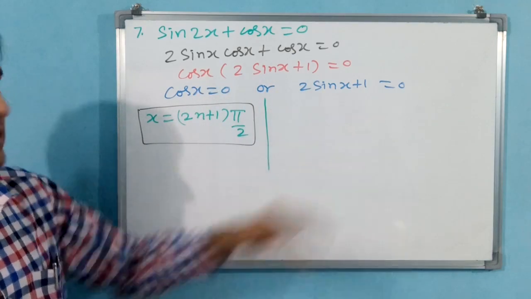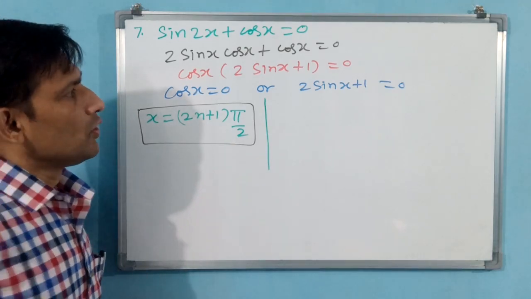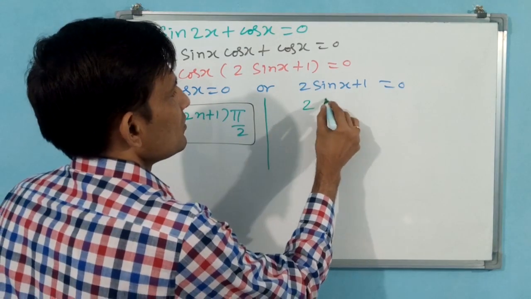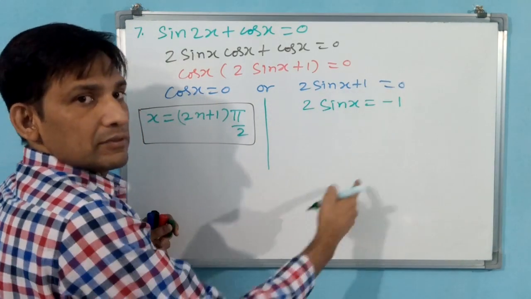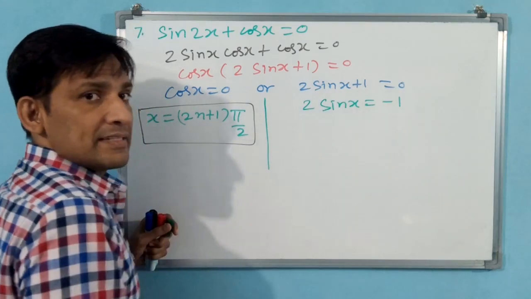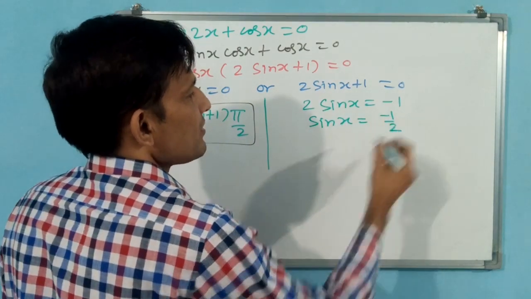This side, 2 sin x plus 1, again you have to do. What you are going to do? You see, 2 sin x plus 1 is equal to 0, so 2 sin x is equal to minus 1. Here plus is there, if it goes to the RHS it becomes minus. Then again you write sin x is equal to minus 1 by 2.